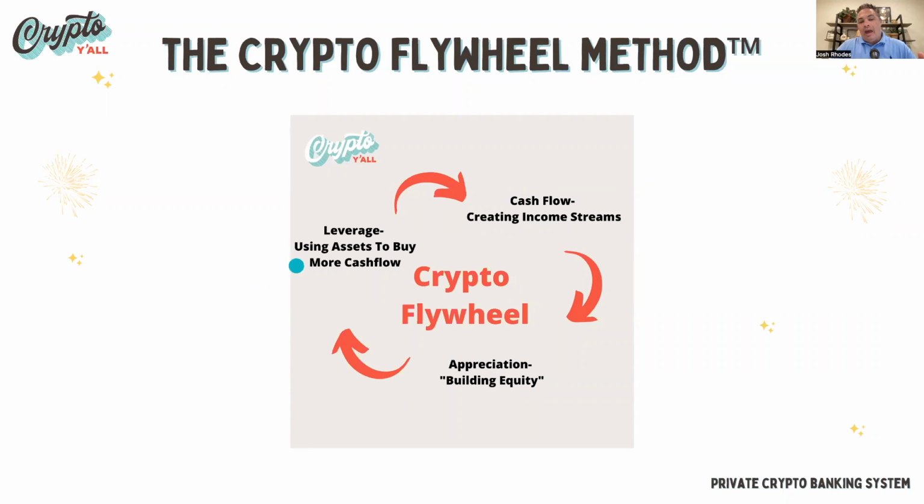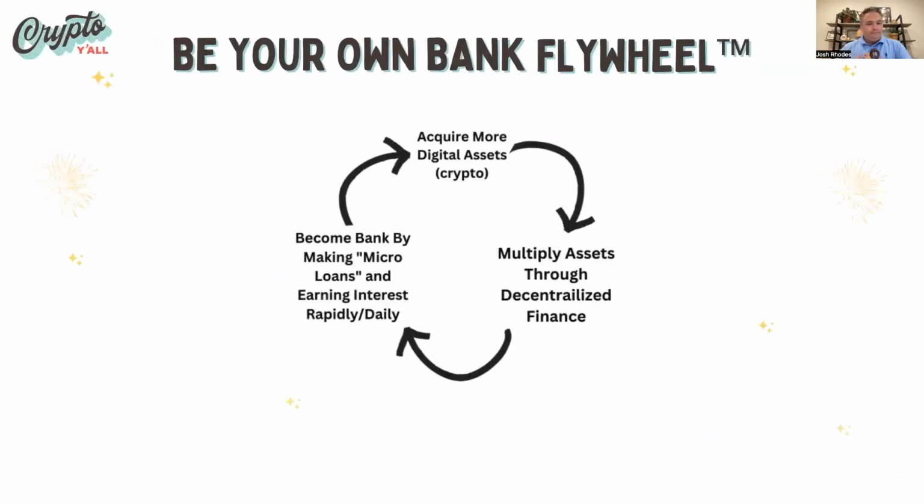So then we have the banking strategy, where we can use leverage. Okay. So we zoom into the leverage strategy, and the framework there is just the be your own bank flywheel. So we acquire more digital assets with the cash flow that we have coming in. We multiply assets through decentralized finance, and we become our own bank by making microloans and earning interest more rapidly on a daily basis. So literally the same way a home equity line of credit works, where you can have equity built up in a house and take out a line of credit or a loan and go build a swimming pool in your backyard, you can do that with crypto.